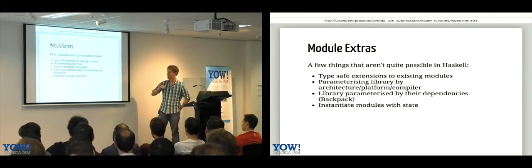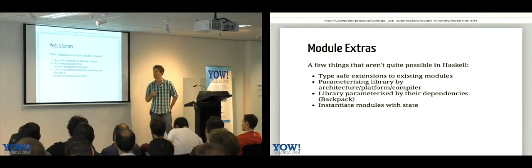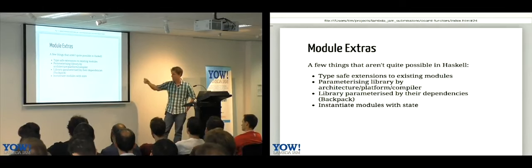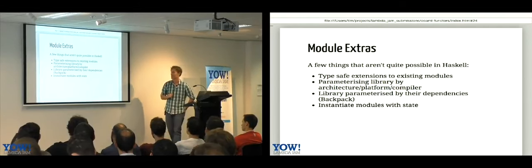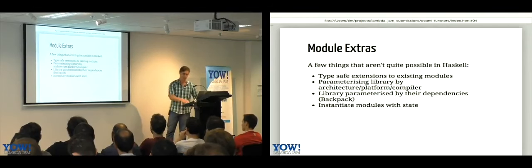And the other cool thing is parameterizing libraries over their dependencies. Similar to how Backpack is going to work for Cabal, you can parameterize libraries over their dependencies in OCaml. And the last one, maybe not quite so compelling, is that you can instantiate modules with state. You could use a functor to instantiate a module which keeps a particular state. It doesn't need to be mutable state. It could be some initialization stuff that you want to keep in there. Yeah, so let's go through some examples of each of those.